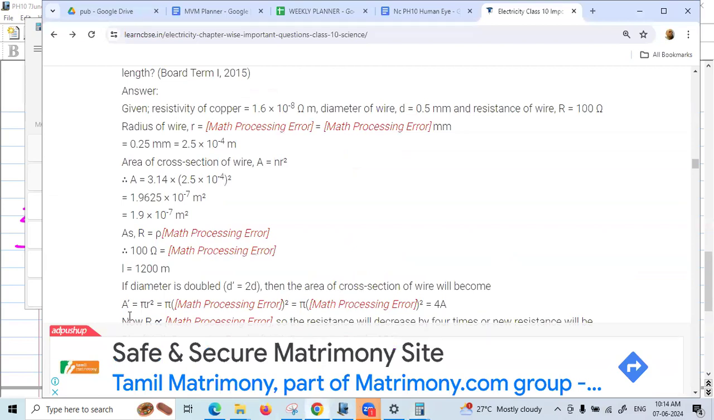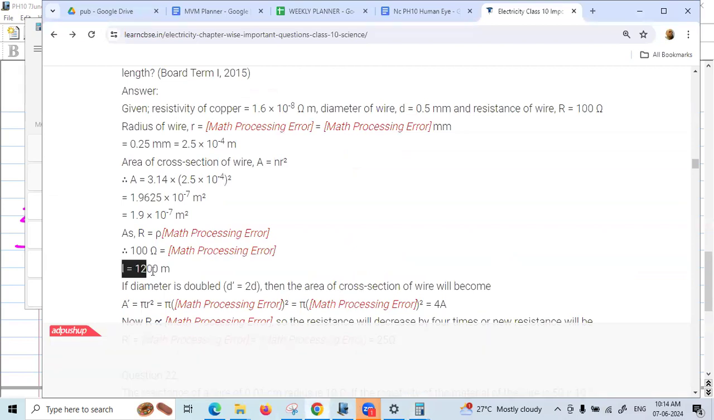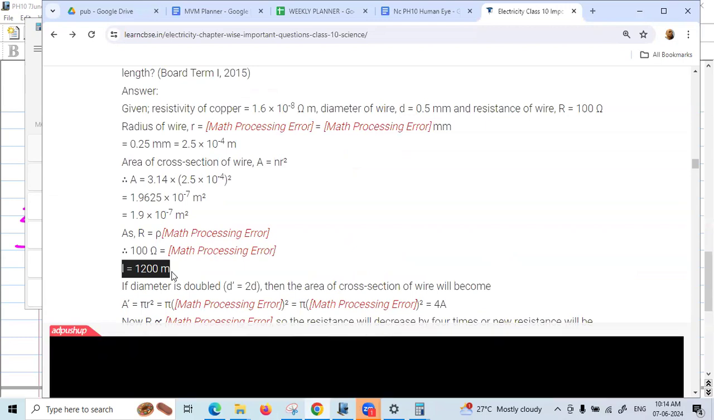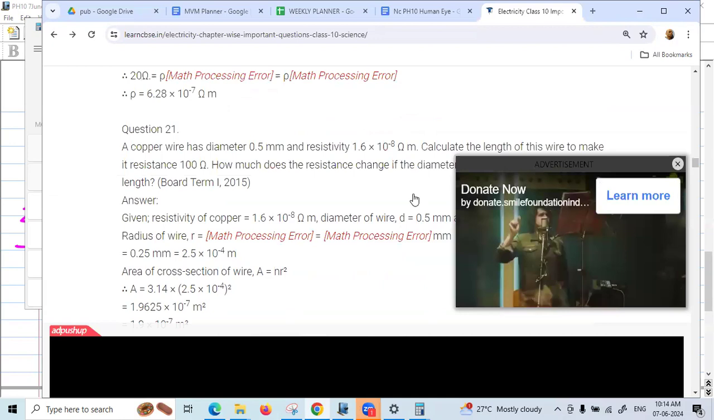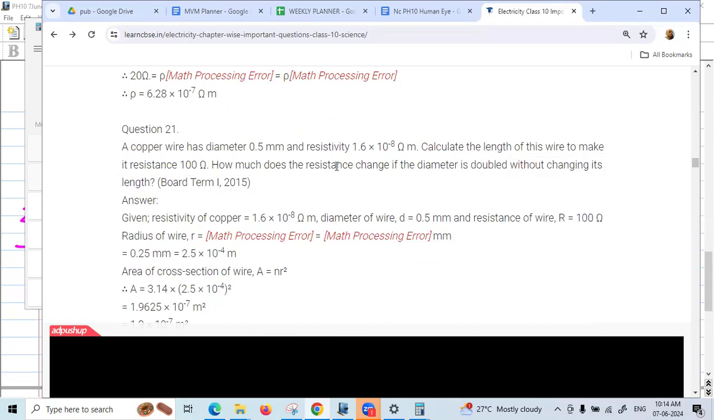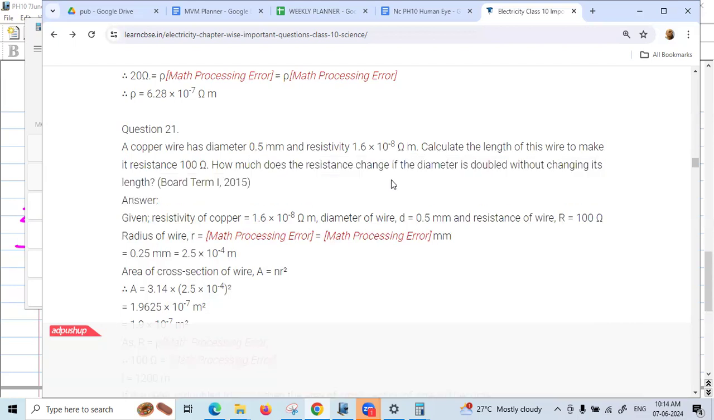Sir, I have a doubt about the 44th question. Which step did you not understand? Hold on, let me finish this one. The second part is there, no? In the second case, how much will the resistance change if the diameter is doubled without changing the length? So D is given, L is given.